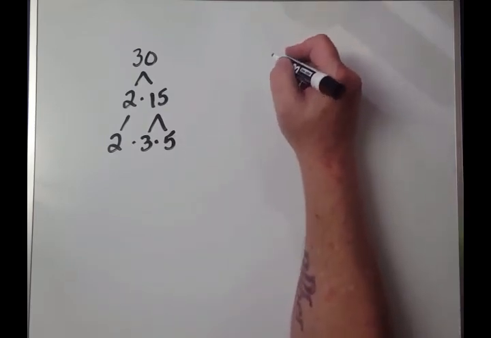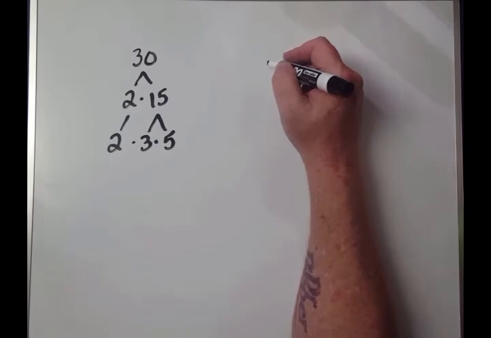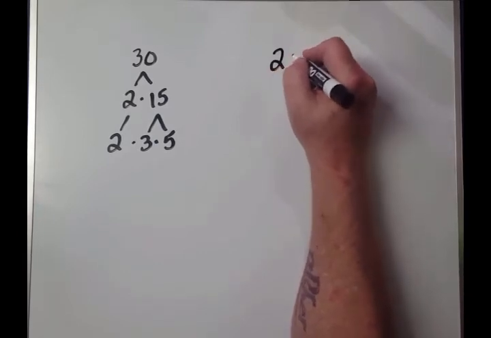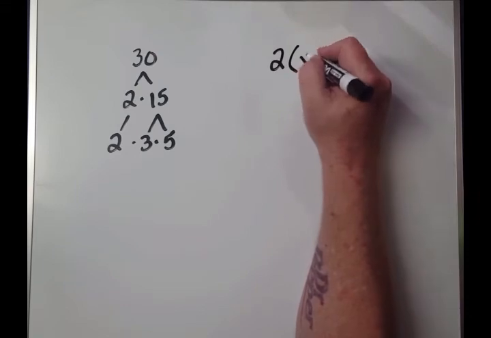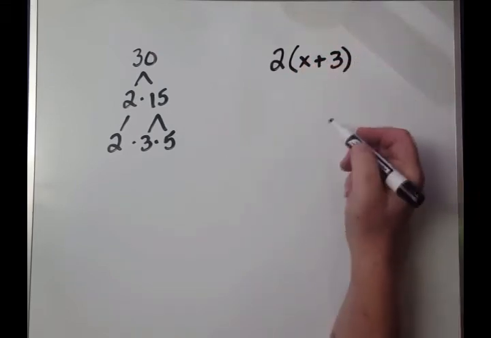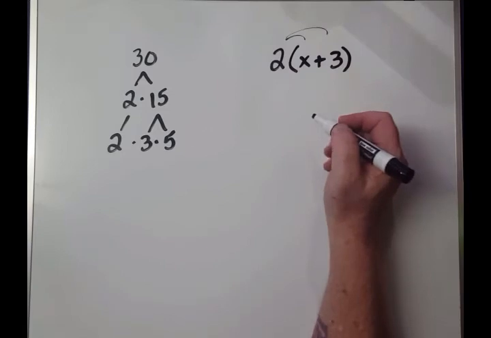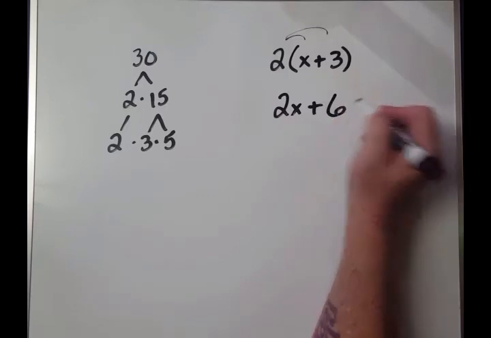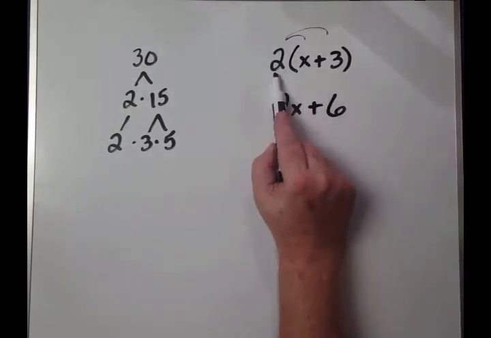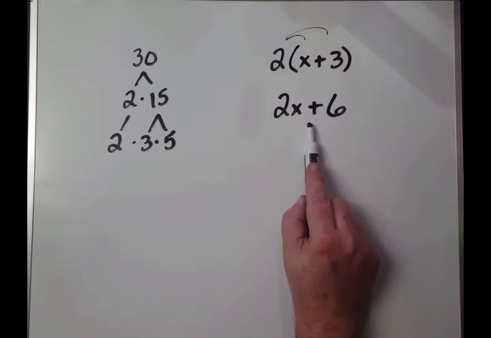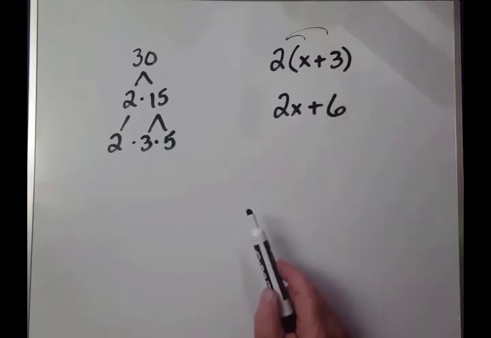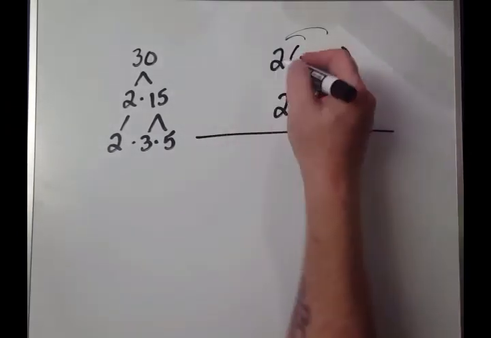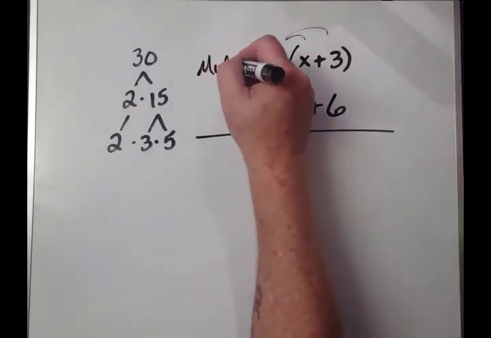Think about this. If back in chapter 1 I had this problem, simplify 2 times quantity x plus 3, well, I would distribute that 2. That would give me 2x plus 6. What did I do? I multiplied and I got this simplified answer. Well, factoring is like playing Jeopardy. I give you the answer, you tell me what the question must have been. I said simplify. The instructions here could have read multiply.